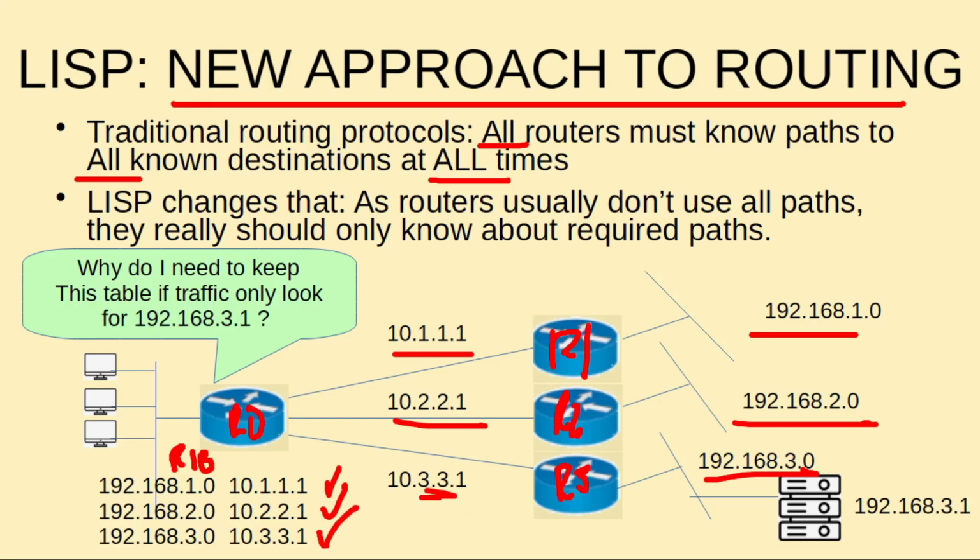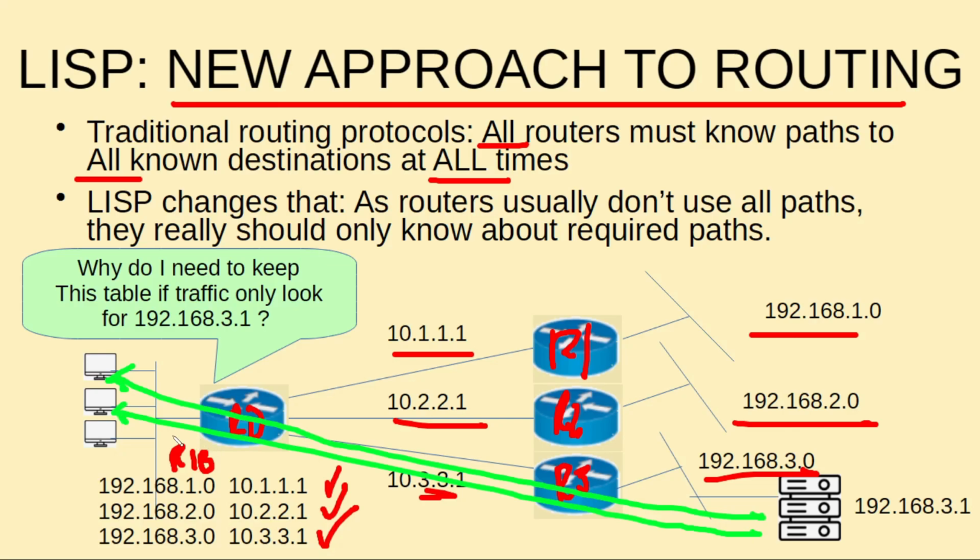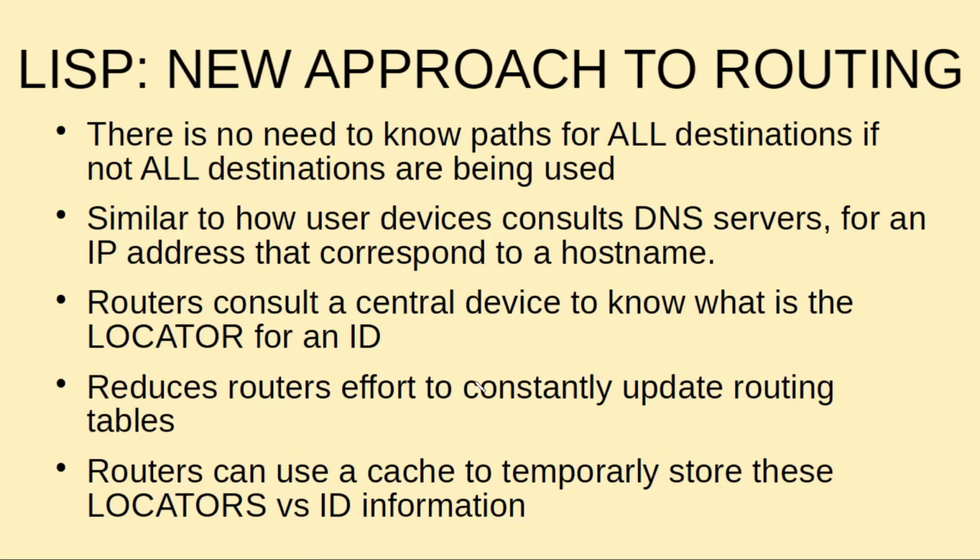Now, what if the only traffic that this router 0 is moving is from this device to this server, from this device to this server, and from this device to this server? It doesn't make sense to have such a big routing table if the only traffic that router 0 is moving is towards this particular server. So what LISP establishes is that there is no need to know paths for all destinations if not all destinations are being used in order to move traffic toward them.